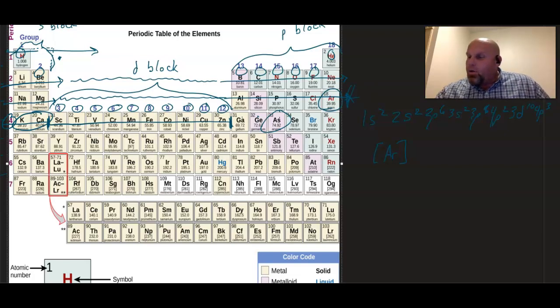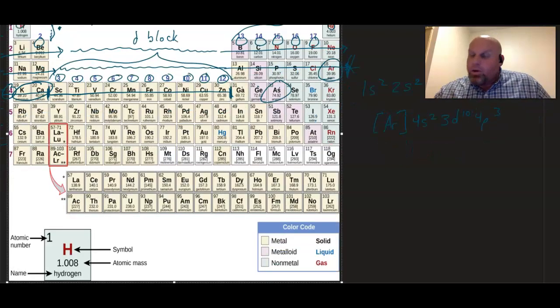I can go from argon, 4s2, 3d10, 4p3. So it saves me having to work through those first 18 electrons. It is a bit of a shortcut.